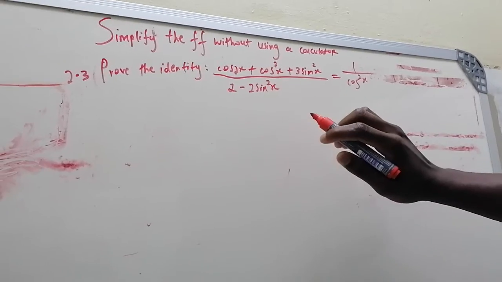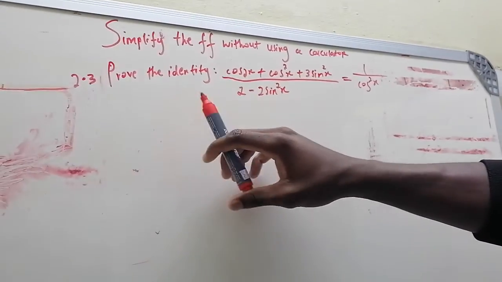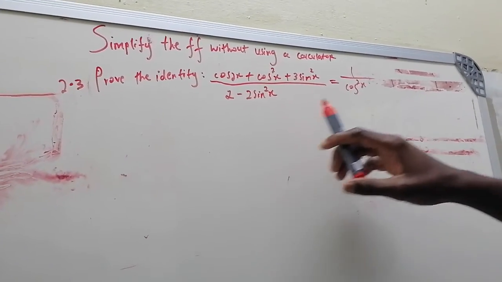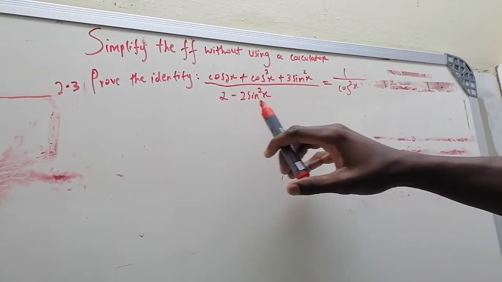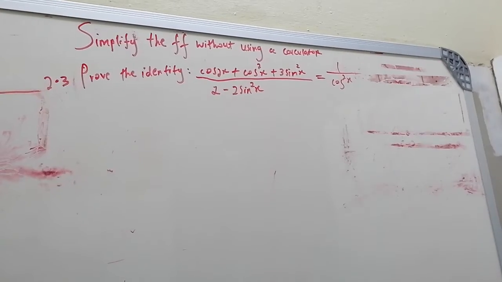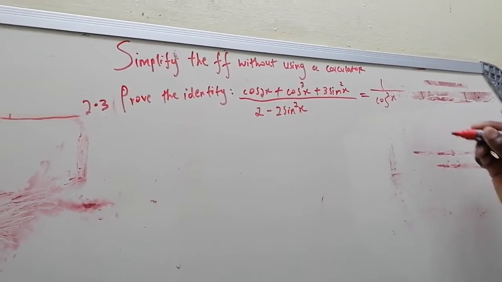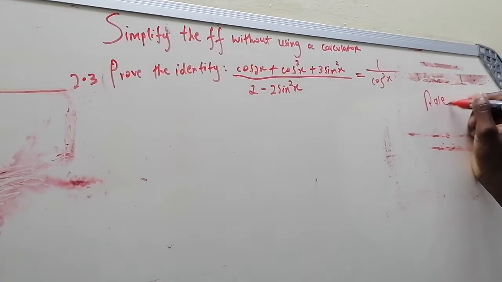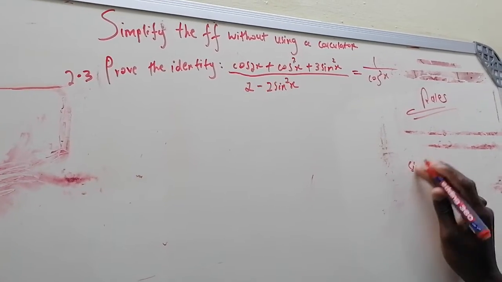Okay guys, here is another problem which says prove the identity, which is cos 2x plus cos squared x plus 3 sin squared x all over 2 minus 2 sin squared x, which is equal to 1 over cos squared x. Guys, we all know that mathematics is about the rules. Here are the rules.